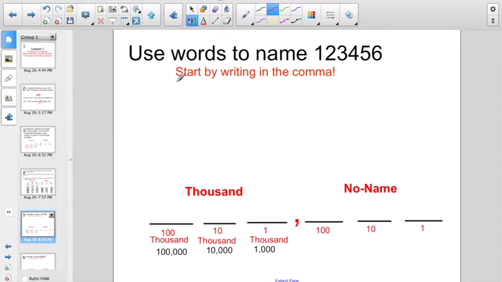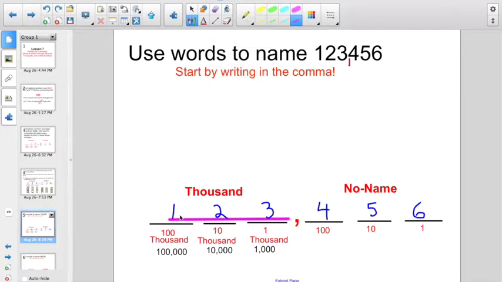And it's always a good idea to start off by writing in the comma. So start off in the back. You have a comma after every 3 digits. 1, 2, 3. So my comma's going to go here. So I have 1, 2, 3, comma, then 4, 5, 6. If you need to set it up in a handy dandy place value chart, go ahead and do that. I just have 6 lines. Every 3 spaces I have a comma. To the left, I have the word thousand. To the right, I have the word no name. Name the number, name the group.